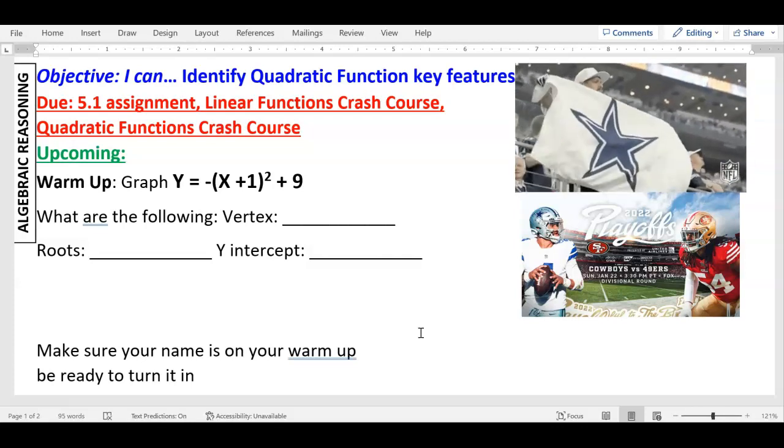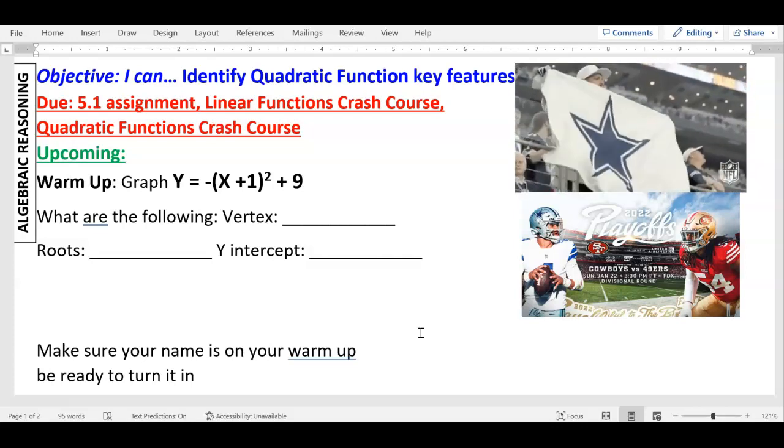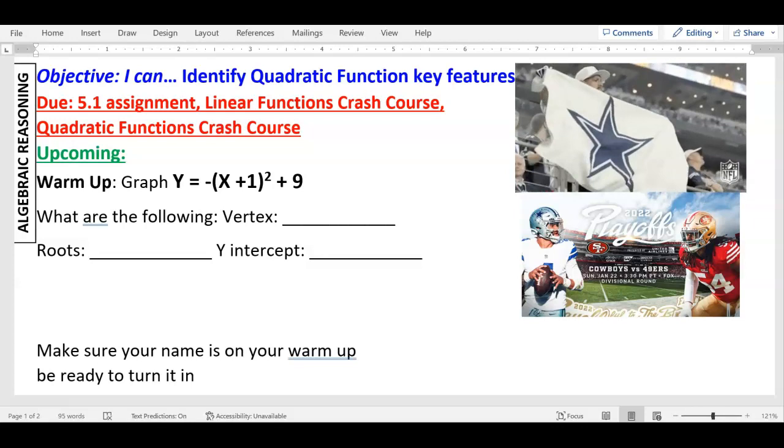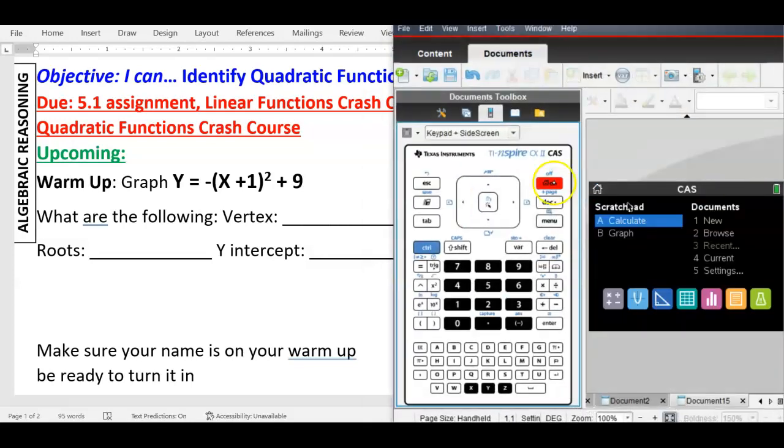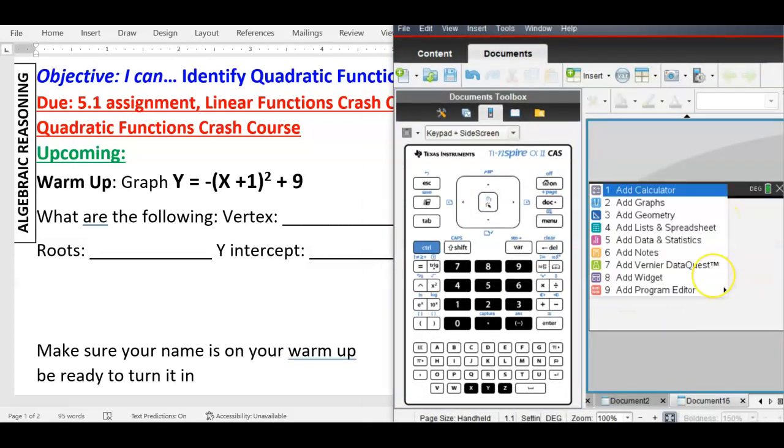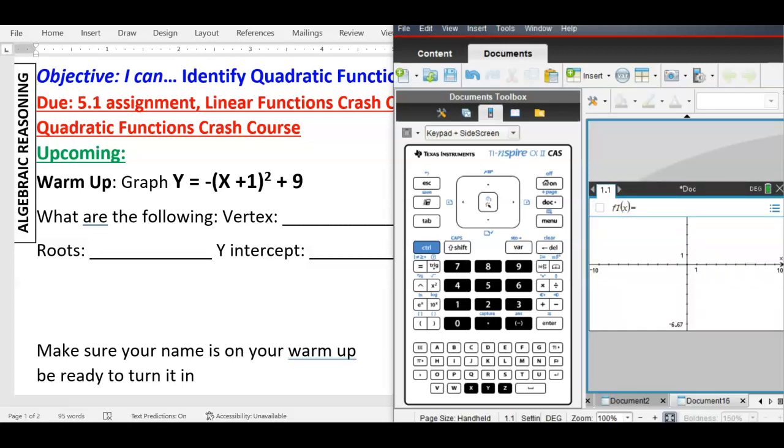You all have one now. What do I use? My calculator, right? So let's go into it. I press on, go to a new document, and then I go to number 2, graph, add a graph. And you should be able to type this in, negative parentheses x plus 1, parentheses.